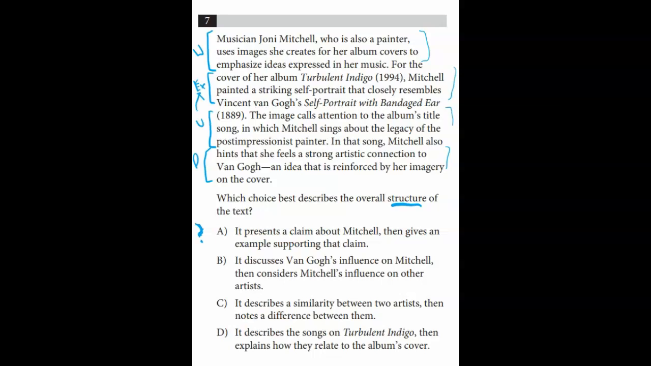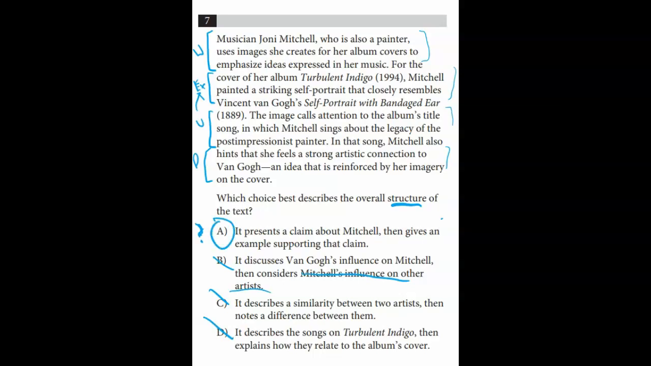Discusses Van Gogh's influence on Mitchell, then considers Mitchell's influence on other artists now, and never discusses her influence on other artists throughout. It describes a similarity between two artists. Nope. It doesn't really talk about how she's similar to Van Gogh, just that Van Gogh influences her. So C's out. It describes the song's turbulent and explains. They don't even describe the songs at all. So A is the only answer.